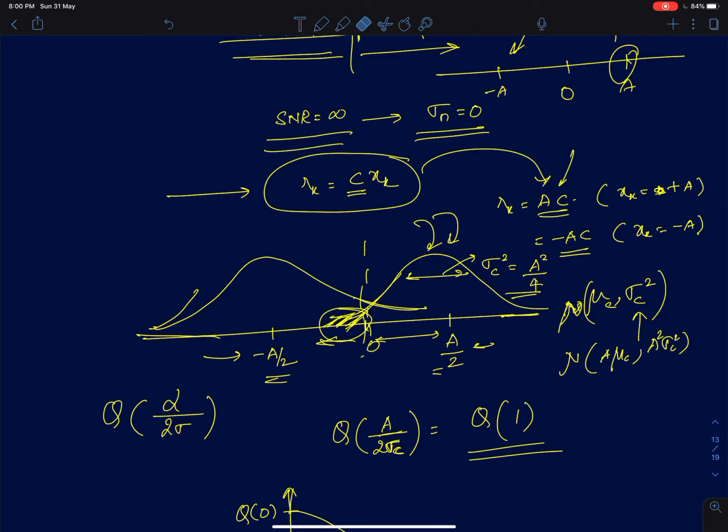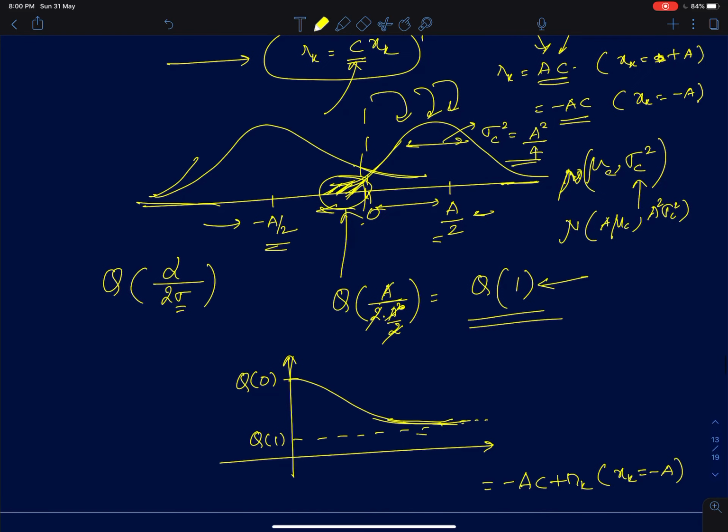So d in this case is A, divided by 2 sigma, where sigma here is the standard deviation of this Gaussian function, and that is simply the root of A square by 4, that is A by 2. So you will get A and A will cancel out, you will get Q of 1. So this is a very, very interesting result. Previously, when there was no noise, the probability of error was exactly equal to 0 because there was no randomness in your received signal. But now because of this attenuating factor C, there is some kind of randomness. Even though you transmitted plus A, even if there is no noise, there is a finite probability that the received signal can be negative. And that turns out to be equal to Q of 1.